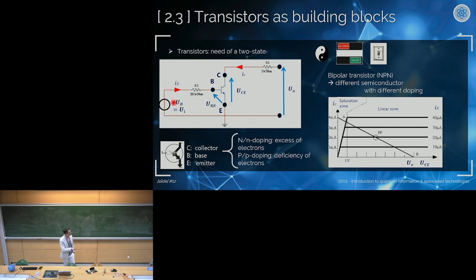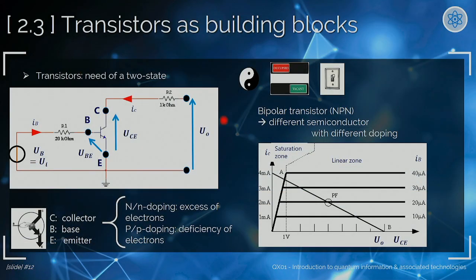So here is a particular transistor. It's called a bipolar transistor or NPN transistor, and it's made of different semiconductor materials with different doping. The N and P are the various dopings. One is an N doping, another one is a P doping, for more or fewer electrons doped into the materials. With this, you can make a component, a transistor, which has three connectors, B, C, and E, called C for collector, B for base, and E for emitter.